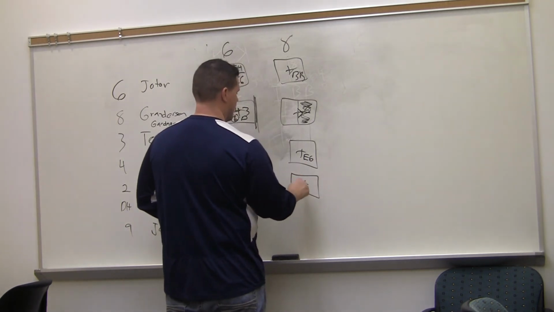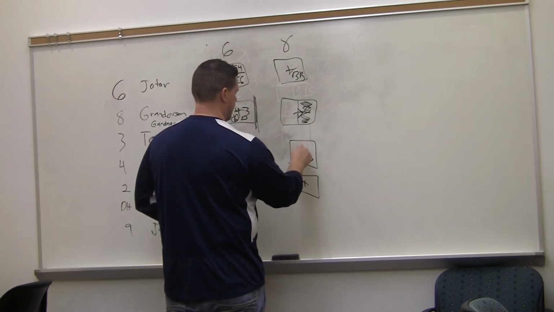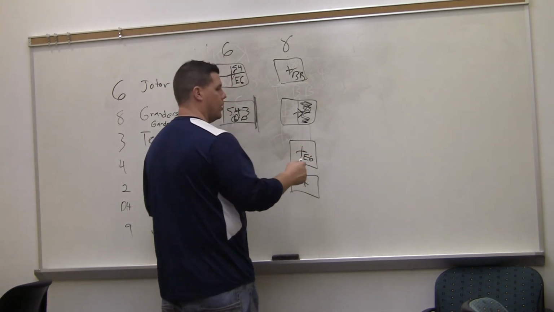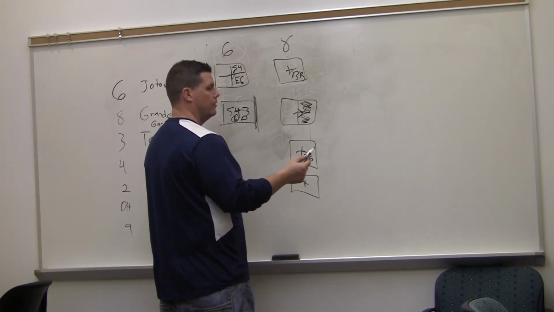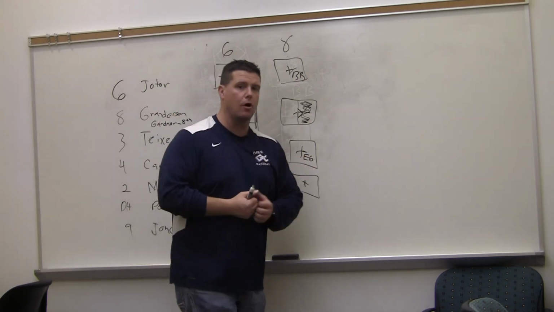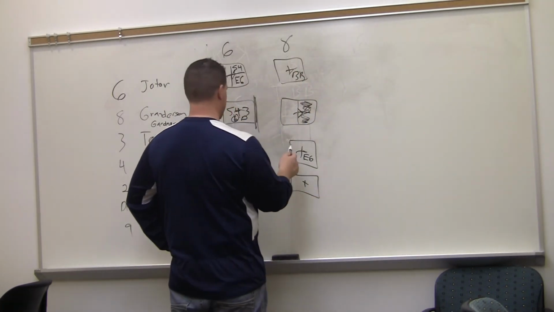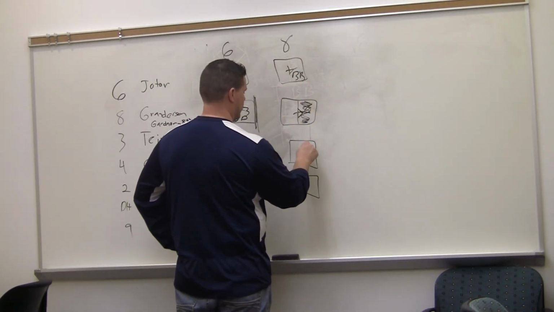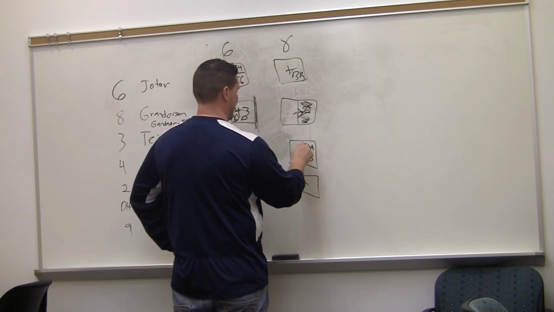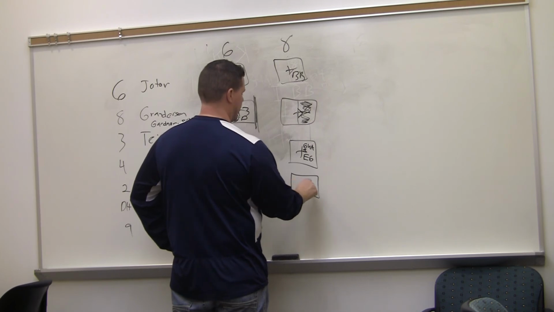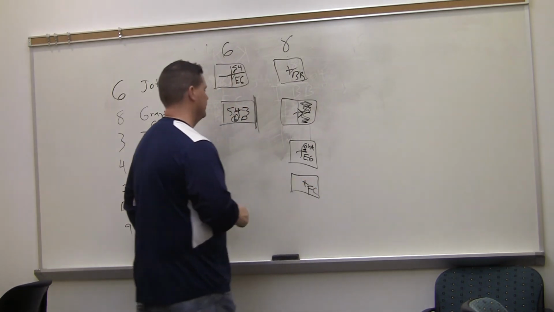Cano hits the ball to the shortstop. But instead of the shortstop throwing the ball to the first baseman, he just gets the ball, steps on second base, inning over, and gets Teixeira out. So that would be a 6 UA right there. Teixeira was going from first to second, gets out 6 UA, and then Cano reached on a fielder's choice.